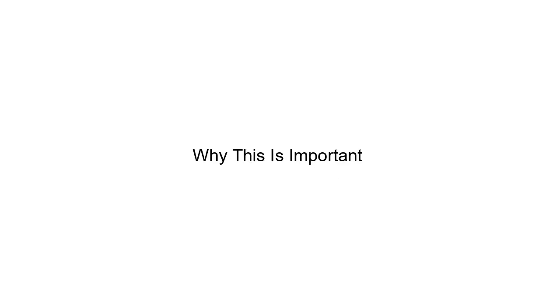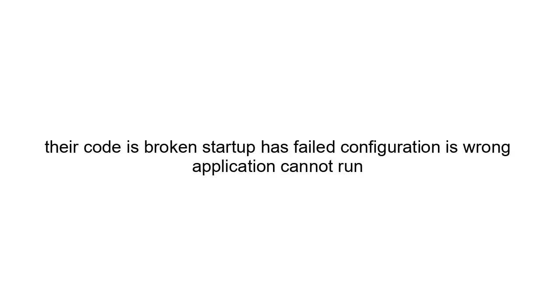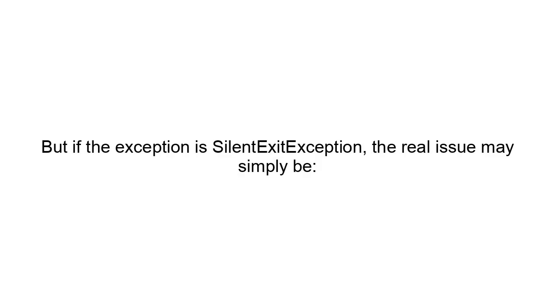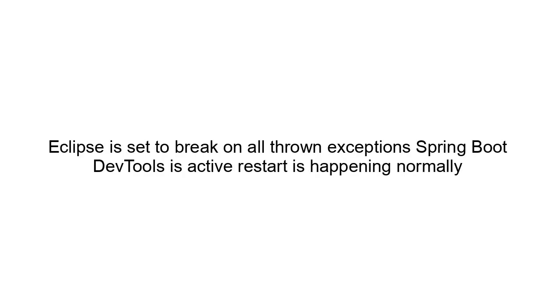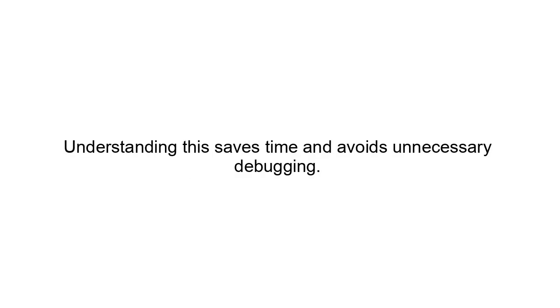Why is this important? When developers see an exception in the debugger, they often assume their code is broken, startup has failed, the configuration is wrong, or the application cannot run. But if the exception is SilentExitException, the real issue may simply be that Eclipse is set to break on all thrown exceptions, Spring Boot DevTools is active, and the restart is happening normally. Example concept: a framework internal exception means the debugger pauses, the developer thinks the app failed, and confusion happens. Understanding this saves time and avoids unnecessary debugging.